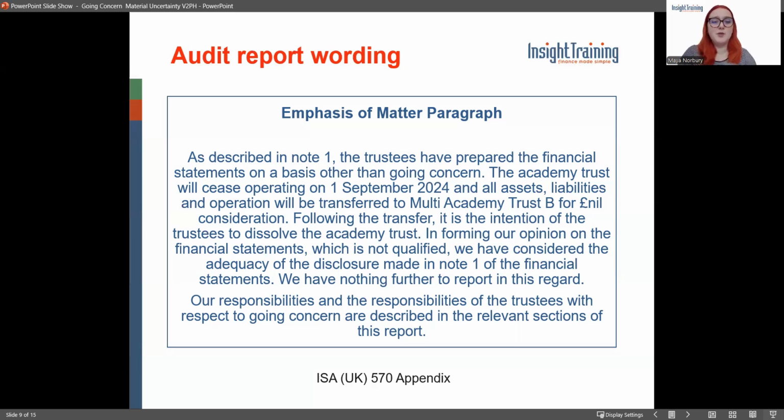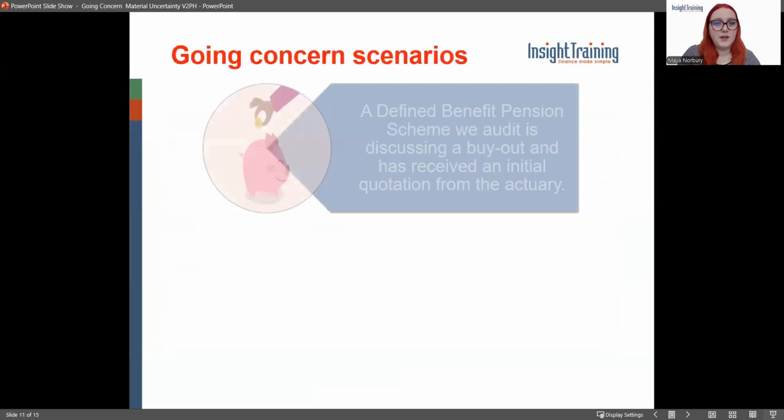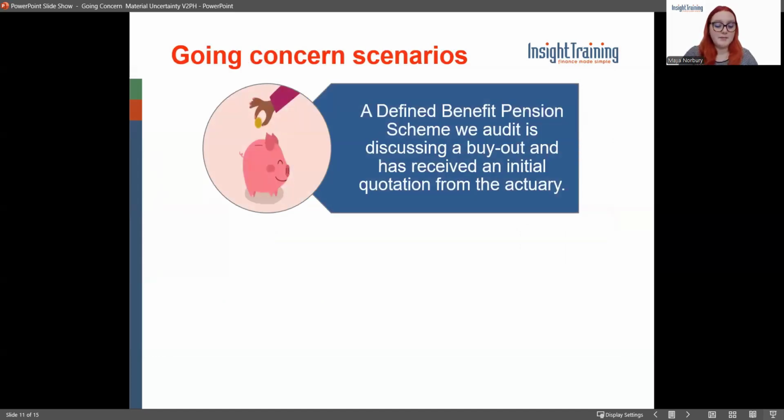So let's have a look at some other examples. So let's have a look at some more scenarios. Okay. So the first one, which we've been seeing quite frequently really in terms of queries, is a defined benefit pension scheme we audit is discussing a buyout and has received an initial quotation from the actuary. So the main thing to consider here is what position you are at the date of signing those financial statements. So the date the trustees are signing and the date the audit report is being signed. It almost doesn't matter what was happening at year end other than any disclosures you may see in the financial statements.